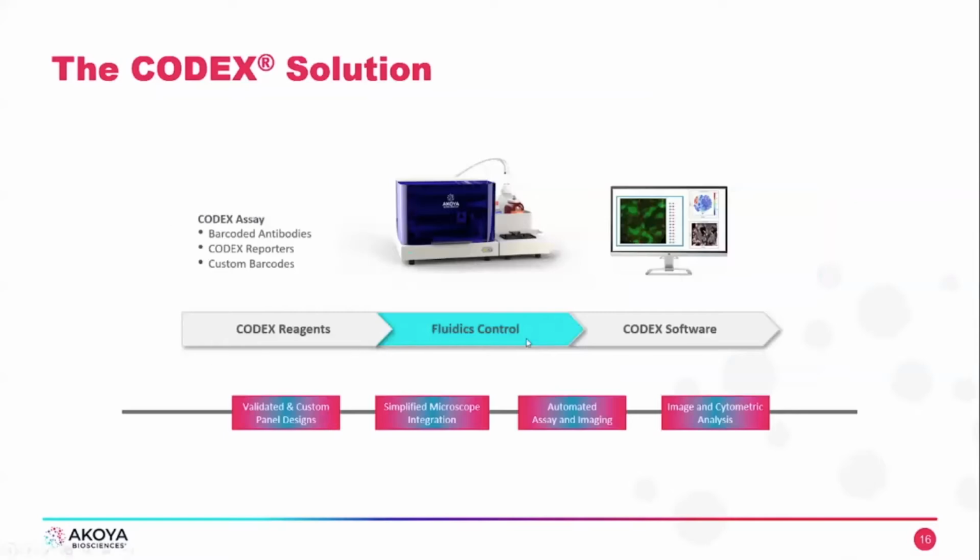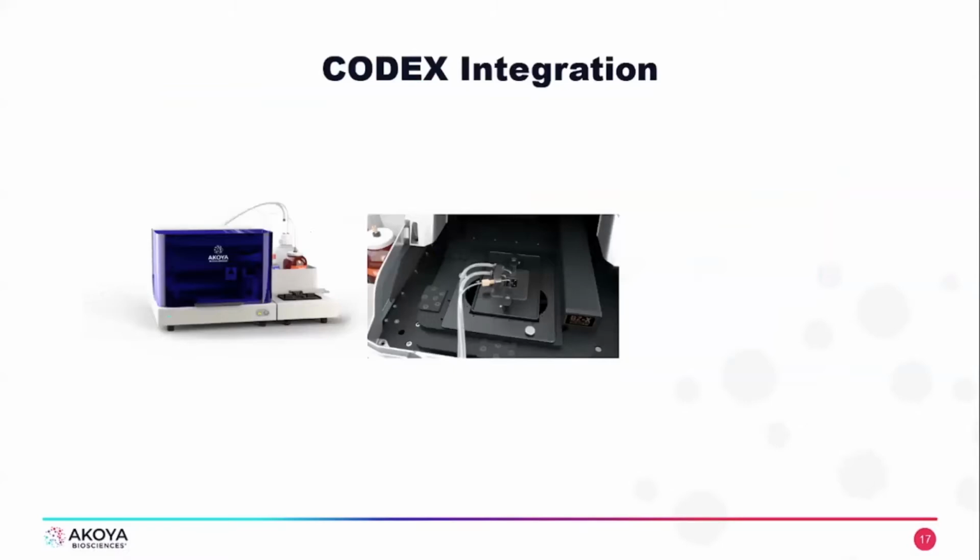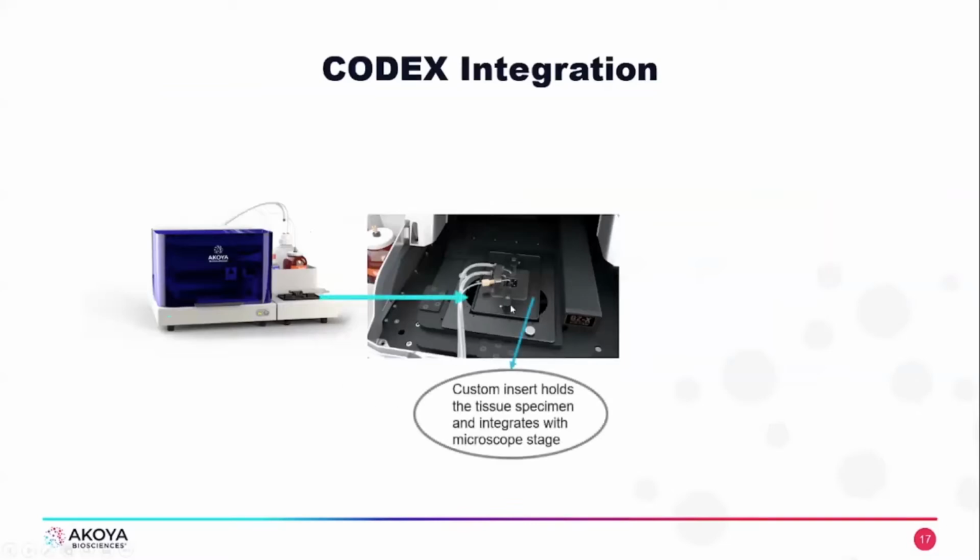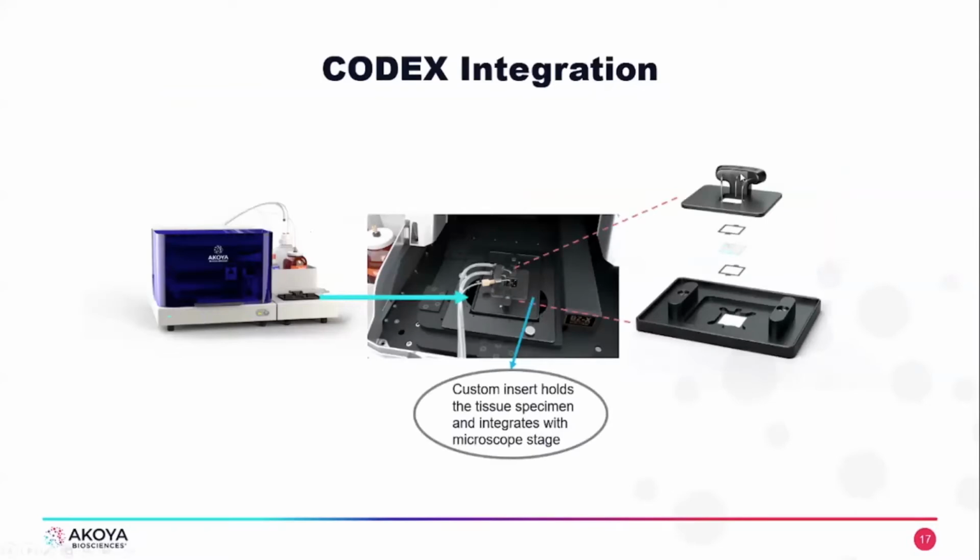So moving on to the fluidics control and the Codecs automation, the Codecs integrates with a microscope to allow for imaging of our tissue section. You can see the fluidic lines feeding to the microscope stage right here. So this custom insert holds the tissue and integrates with the microscope stage. And this insert is now shown where you can see two gaskets are sandwiching the cover slip that is going to have our tissue on it. So that's how the Codecs integrates with the microscope.